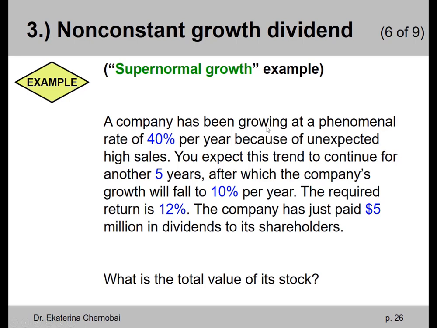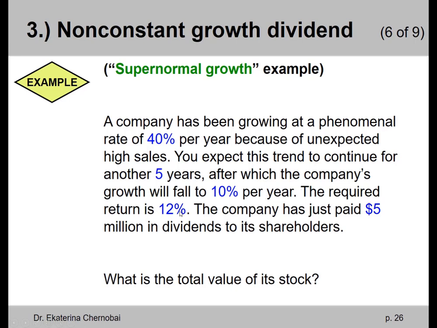A company has been growing at a phenomenal rate of 40% per year because of unexpected high sales. You expect this trend to continue for another 5 years, after which the company's growth will fall to 10% per year. So maybe after 5 years, there will be other competitors that will start producing a similar product to yours, and so you will lose your market share and you will only be able to grow by 10% per year, right? So 40% per year is for the first 5 years. After that, it's only 10% per year.